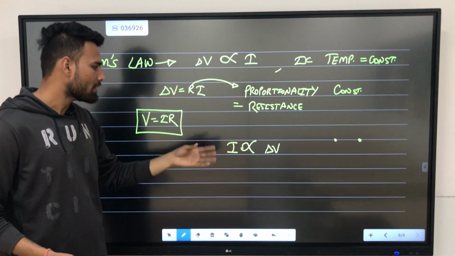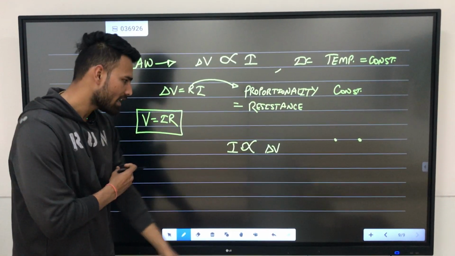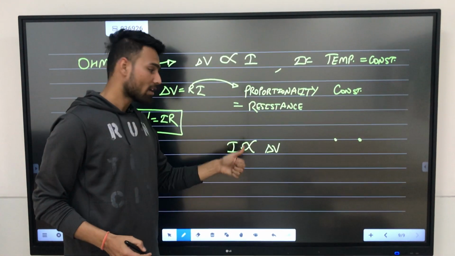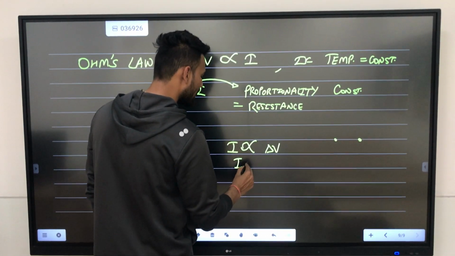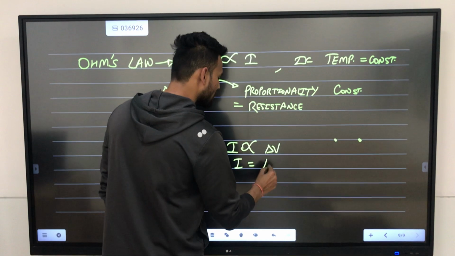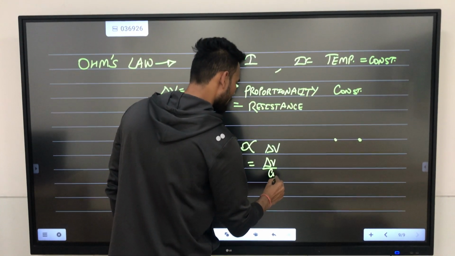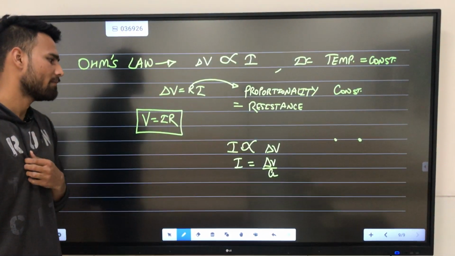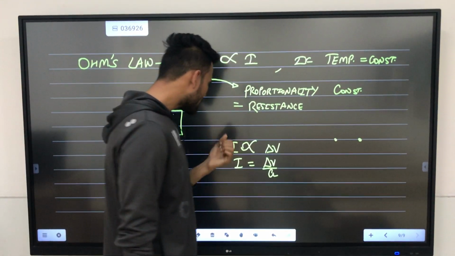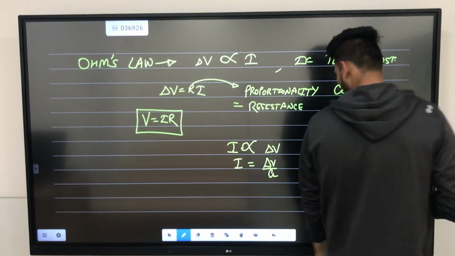But in actual, I is directly proportional to delta V, and to remove this proportionality sign, we will place G over here. Am I clear or not? Now what is G? Sorry.